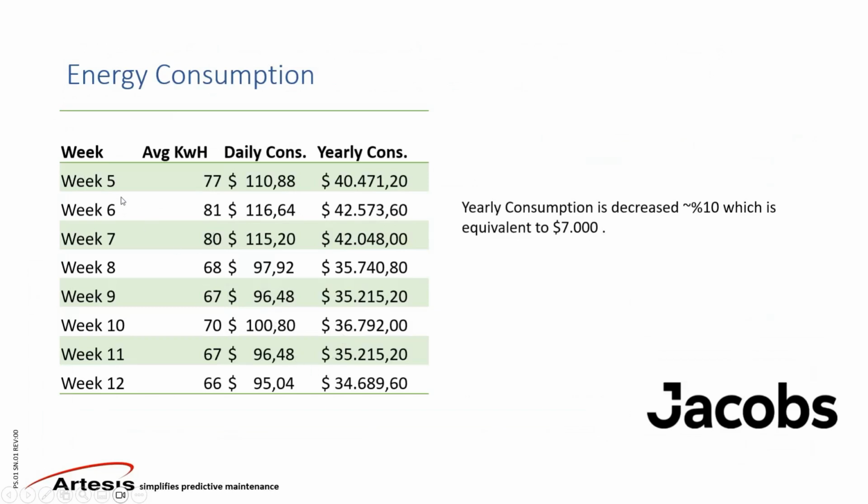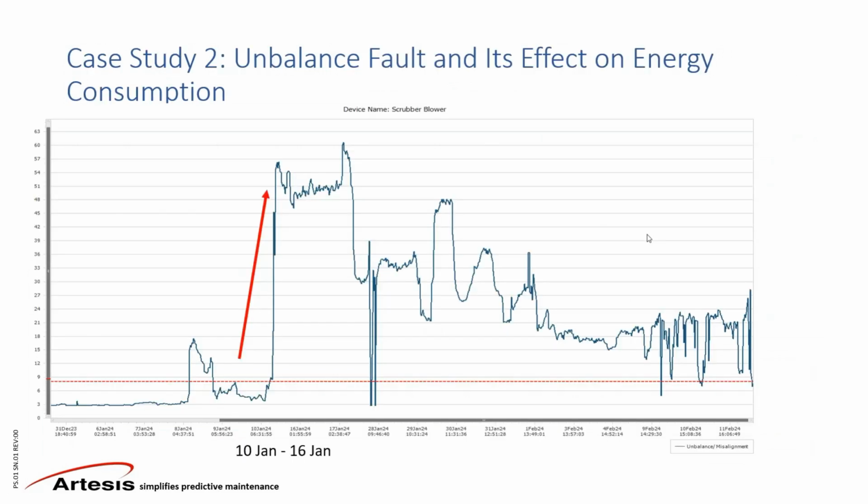So here are the calculations. As you can see here, daily consumption was $110, so yearly consumption would be 42,000. You can see that the daily consumption actually dropped when the efficiency dropped. So the difference between these two numbers, from 42 to 35,000, is almost $7,000. So you were doing less work with more money. Basically, a small fault detection like that will help you to eliminate unnecessary energy consumption on your systems.